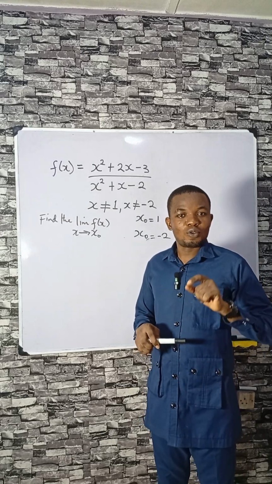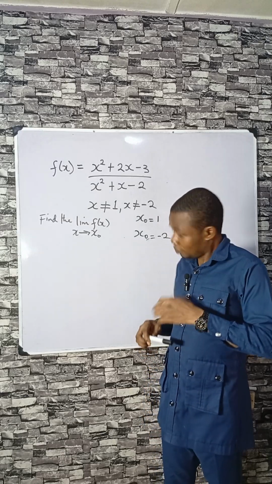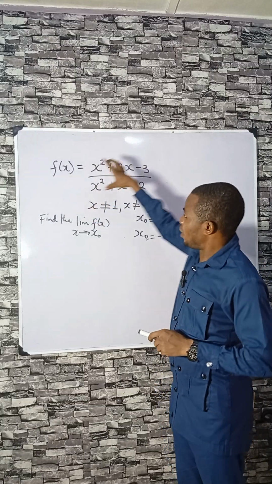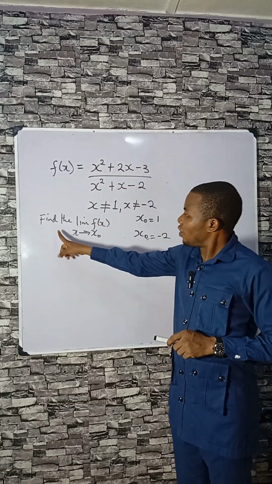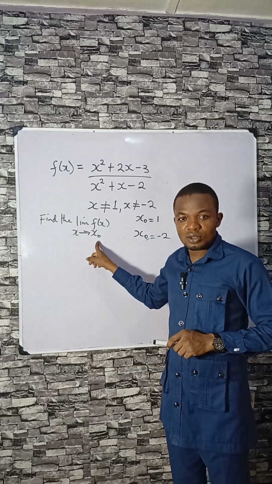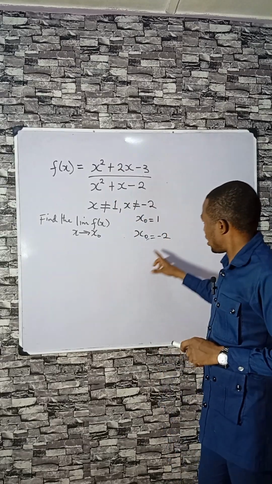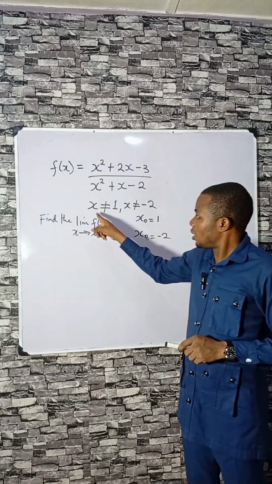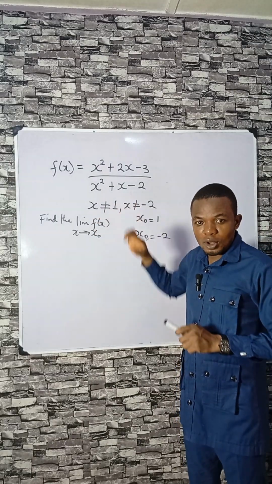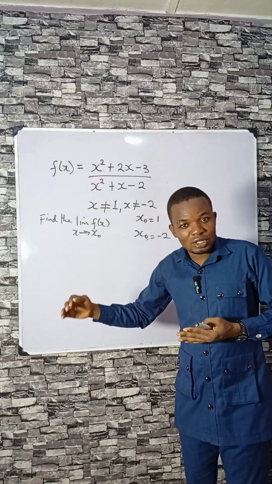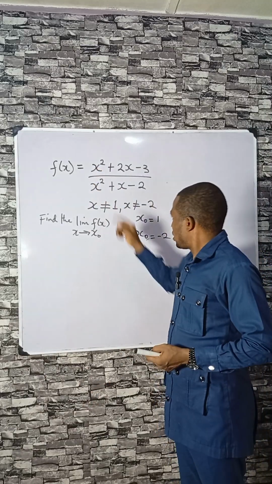We have a very beautiful question on the board. Something like this, that f of x is defined by this. Now find the limit of this function when x approaches x naught, and the values of x naught here are 1 and -2. Remember that x is not equal to 1. We are going to find the limit of the function as x is approaching, or tending to, 1.